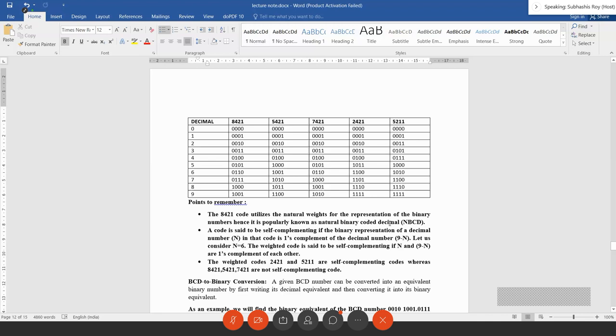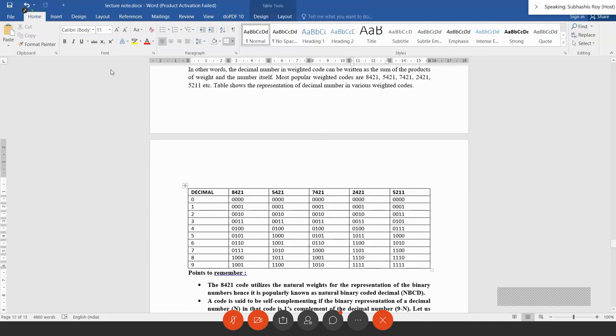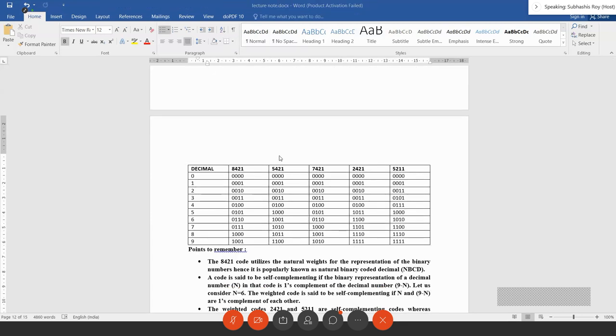So basically there are two terms. One is BCD, one is NBCD. BCD and NBCD are actually the same thing, and their representations are quite the same, but in the literature there are different names. One name is NBCD, that is for only the 8421 code, and one name is BCD, that is the 8421 BCD code. So there is no difference as such.